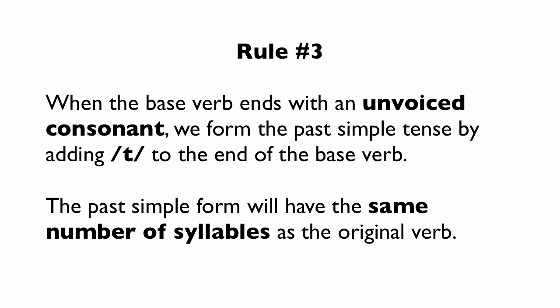Rule number 3. When the base verb ends with an unvoiced consonant, we form the past simple tense by adding t to the end of the base verb. The past simple form will have the same number of syllables as the original verb.